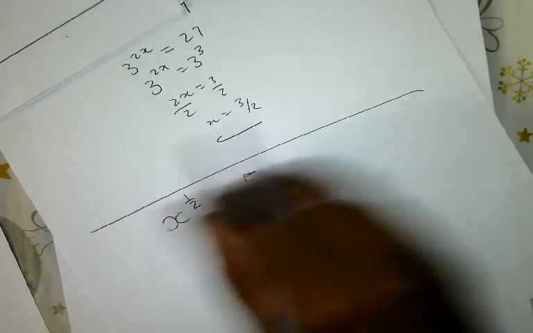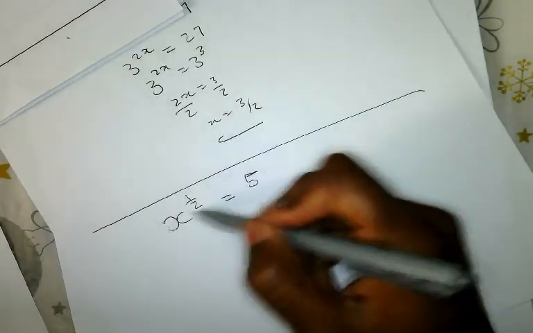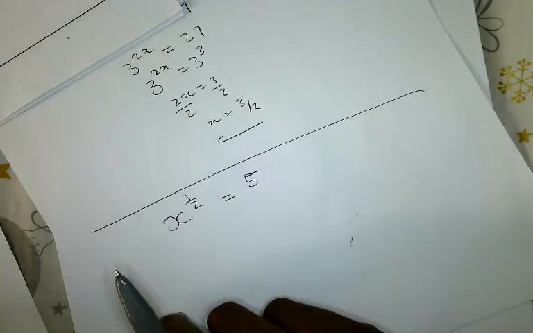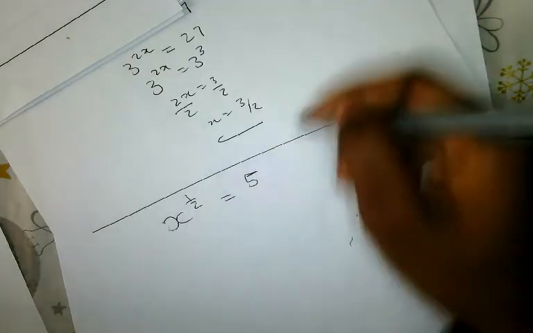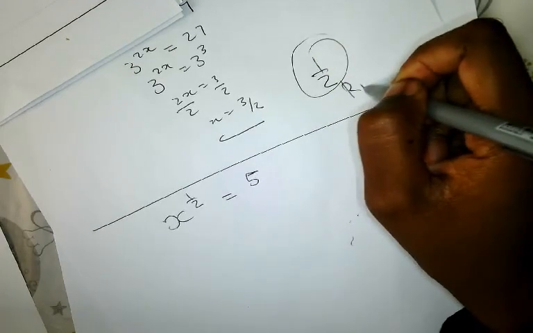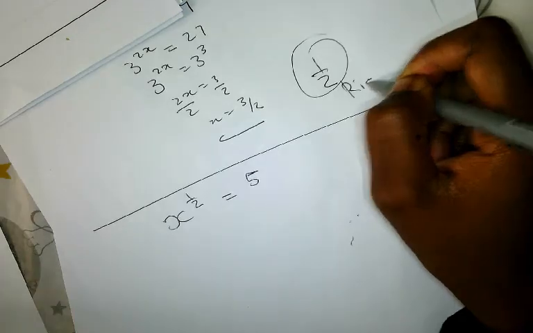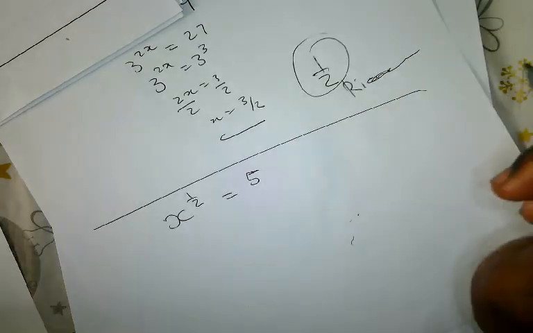So reciprocal means if you are given 1 over 2, the reciprocal becomes 2 over 1. So that will become 2 over 1, so that this cancels and we are only left with 1.